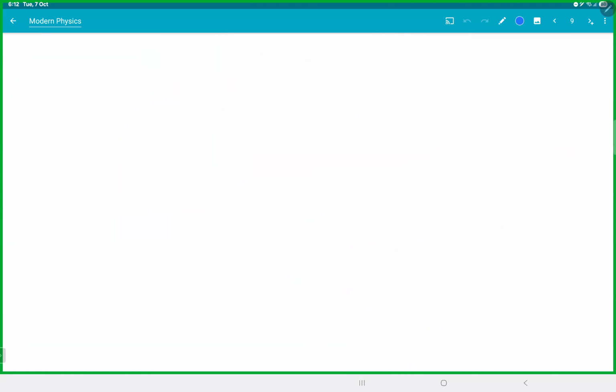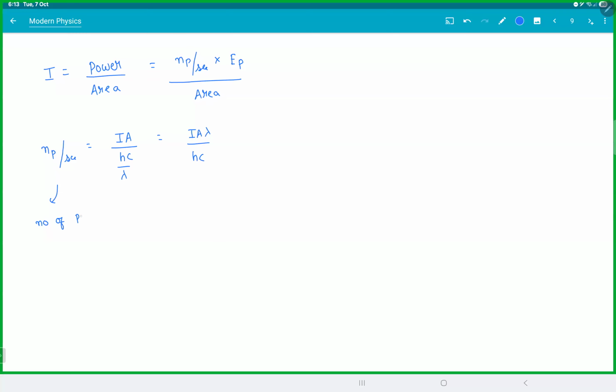So what is intensity? Intensity is power by area. What is power? Energy per second, which is number of photons per second into energy of the photon. So the number of photons per second will be I into area by energy of a photon, hc by lambda. This is the number of photons per second entering the upper face of the cube.